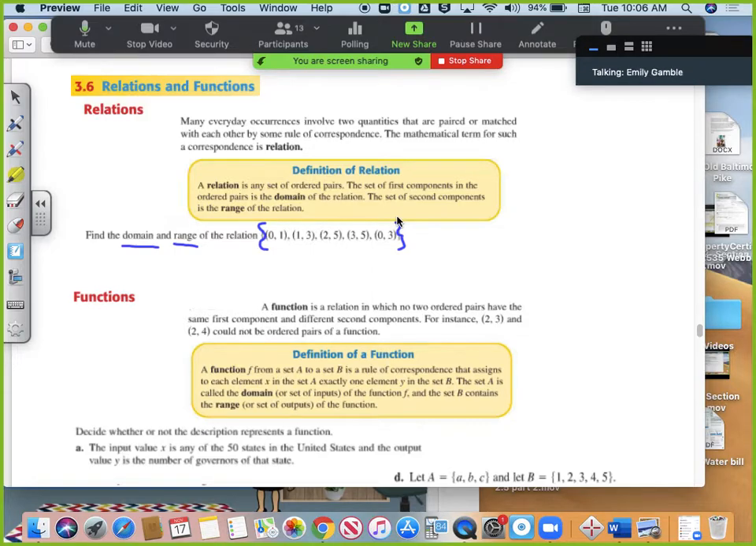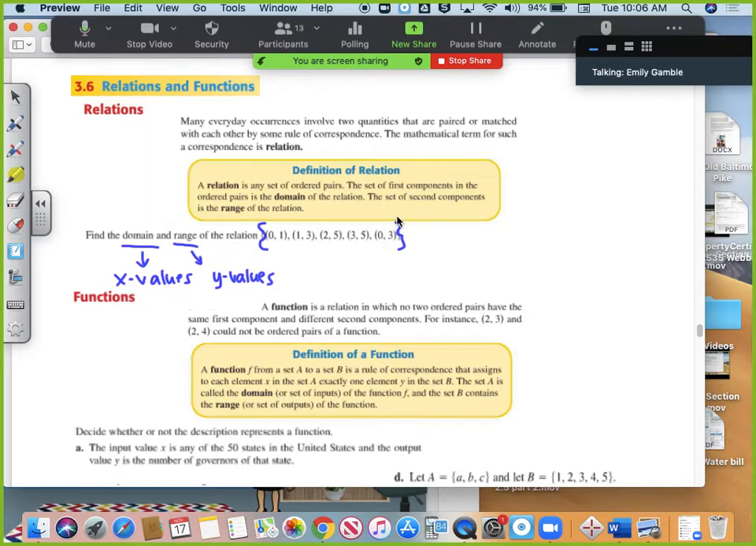The domain is the x values, and the range is the y values. Sometimes the domain might go on forever and ever. If I said, what's the domain of the equation y equals 2x plus 1? The domain would be any x number that you could use, and sometimes it goes on forever from negative infinity to positive infinity. Sometimes the domain will just be listing numbers.